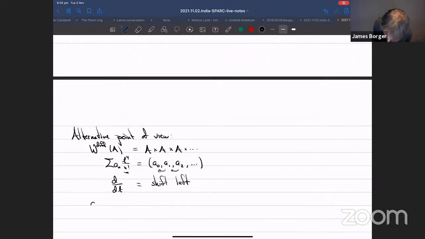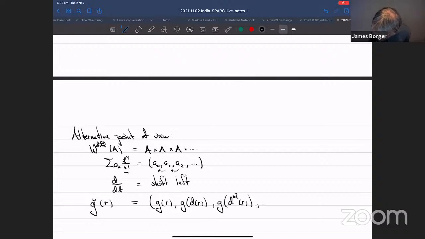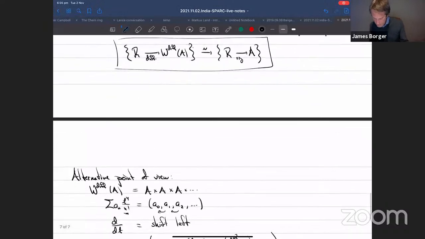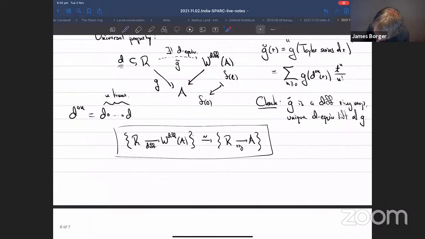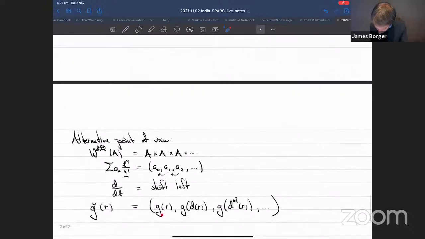And then this map G tilde, in these terms, it just sends R to the vector of all the derivatives of R mapped to A. So it's G of R, G of the derivative of R, G of the second derivative of R, and so on. So that is exactly, remember, right here, the coefficients are just given by G of all the derivatives of R. It's exactly what I wrote down here.